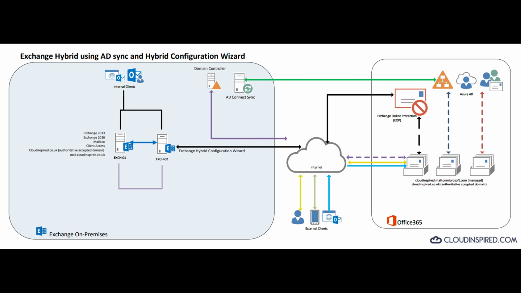As a prerequisite in this configuration, hybrid configurations require directory synchronization. So we need to sync from on-premise Active Directory using AD Connect to Azure AD as shown there in the diagram. So in this demo, we will use AD Connect with password synchronization and single sign-on.